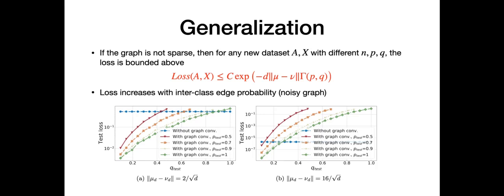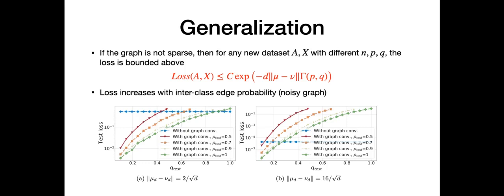Then our next result proves that if the graph is not too sparse, more precisely if the degree is at least order log squared n, then even if we change the number of nodes and the parameters p and q for the test data set, we still get an exponential bound on the loss with high probability. And what that means is that the classifier learned through the optimization problem generalizes really well to unseen out-of-distribution data. This exponential bound, along with the plot below in the slide, shows that if there's more noise in the graph, which in our model translates to larger q, then the loss increases and graph convolution is not too helpful. And that concludes the main contributions in our paper.